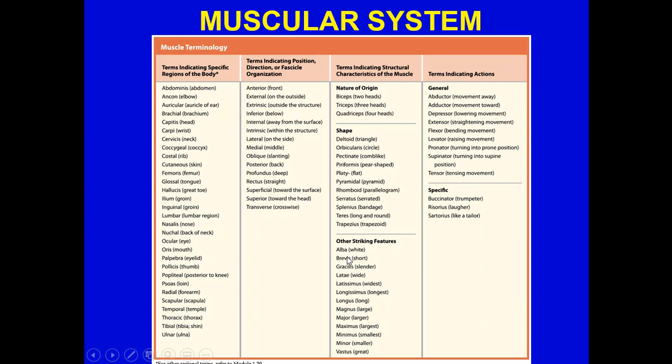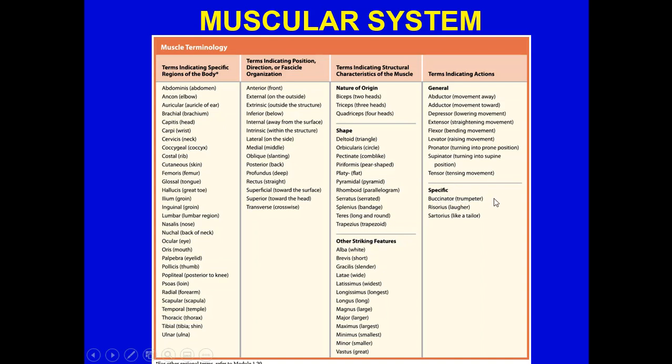Then you get other striking features. Alba, white, gracilis, slender, latissimus, widest, longissimus, longest, magnus, large, major, larger, maximus, largest, minimus, smallest. So if you put these together, you're going to be able to understand a great deal. And then finally, the terms indicating actions. An abductor moves away. Adductor moves toward it. Depressor, extensor, flexor, levitator, raising movement. Supinator, pronator, tensor, and then the specific ones.